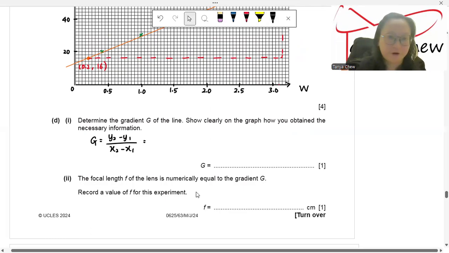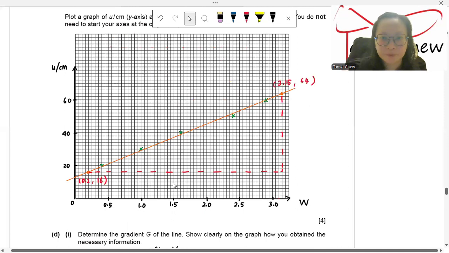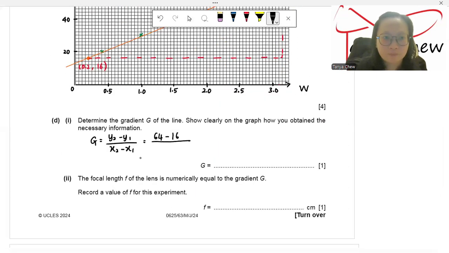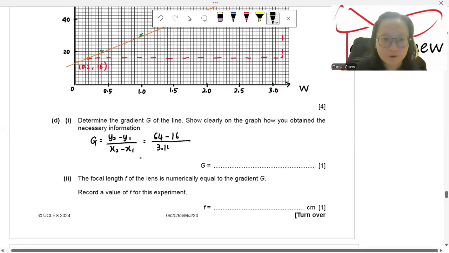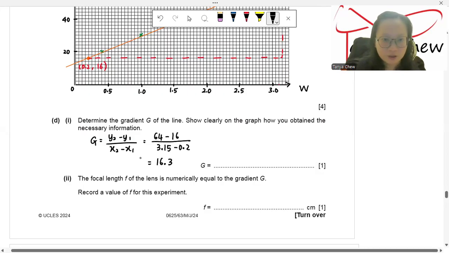This is a little bit of math here. So G is 64 minus 16, divided by 3.15 minus 0.2. Okay, let me do it for a while. 64 minus 16 divided by 3.15 minus 0.2, and I got 16.3. 16.3 is my value.